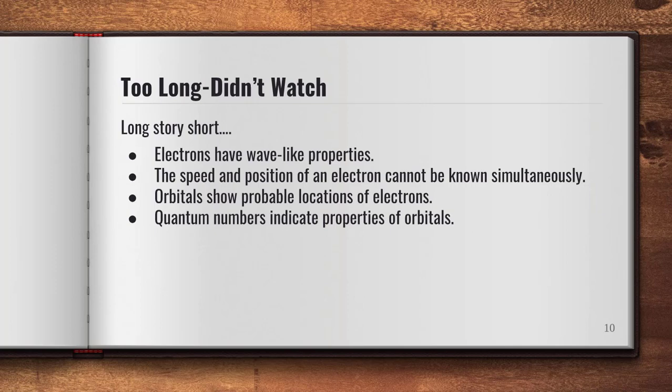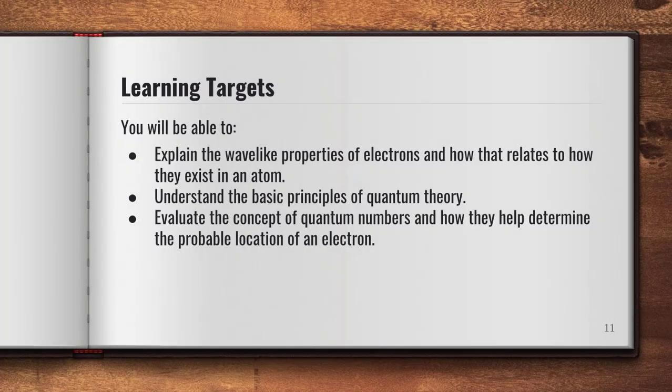So long story short, electrons do have wave-like properties. They also have particle properties, which is why they have that wave-particle duality. They exist as both. The speed and position of an electron cannot be known simultaneously, as that is the Heisenberg uncertainty principle. Orbitals show probable locations of electrons, and the quantum numbers that are discussed indicate the properties of the individual orbitals discussed. So hopefully you have a little bit better understanding of this particular topic.